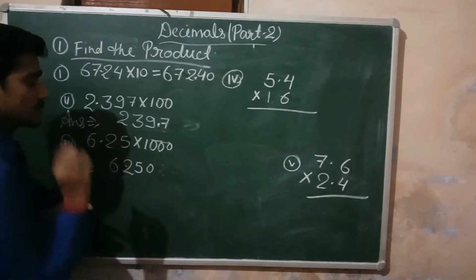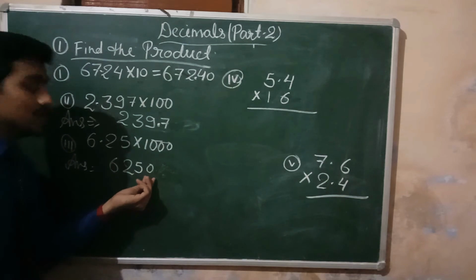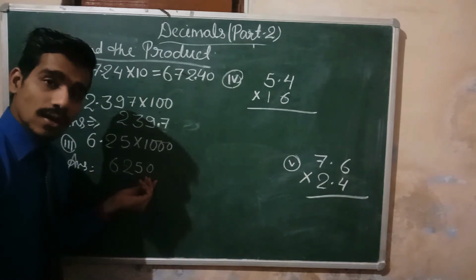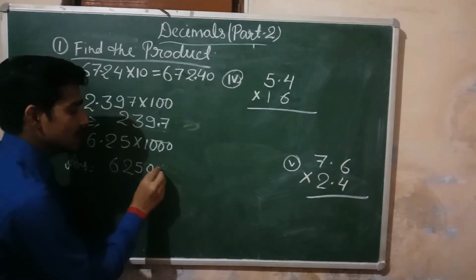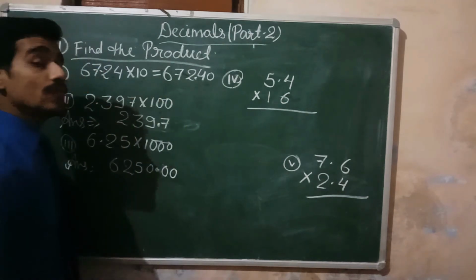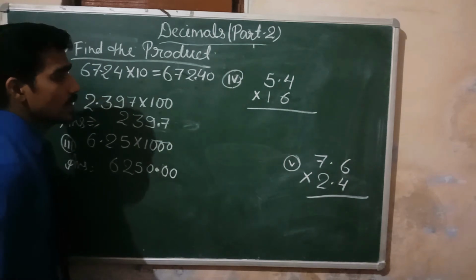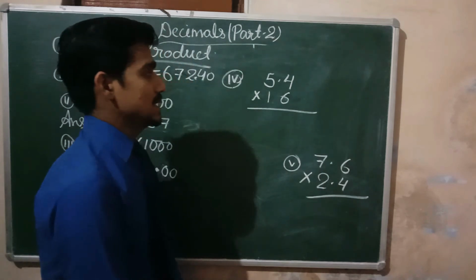Clear, student? 6250. This is your answer. You can write the 0 here or not as you wish, and here also you can write it or not. Clear? See this question. 5.4 into 16.